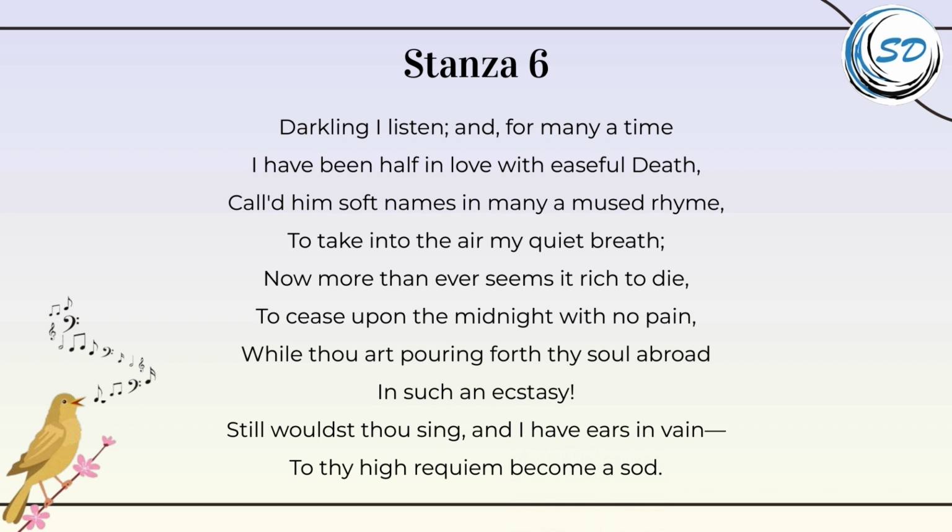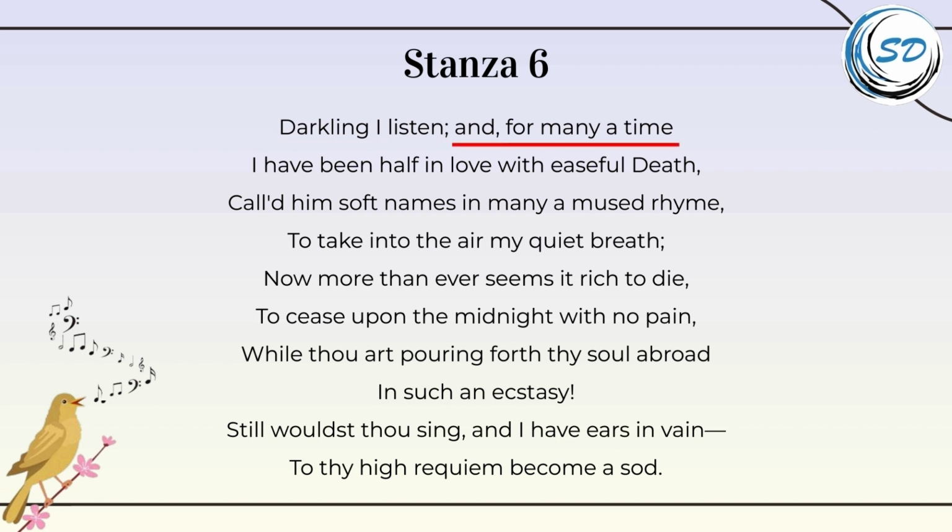of the deceased. In this stanza, the poet reflects on his past contemplations of death and how the Nightingale's song intensifies his current longing for a peaceful end. The stanza begins with the poet listening intently to the Nightingale's song. The word darkling means in the darkness, suggesting that the scene is set in the evening or night, which is fitting given the nocturnal nature of the Nightingale's singing.